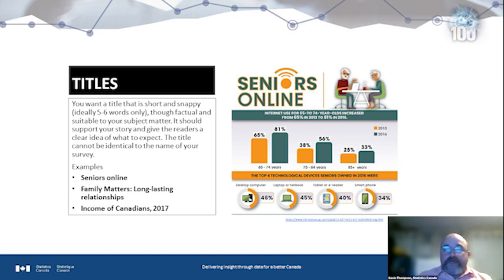Titles are important. So Seniors Online, it's going to pull you in. They're going to talk about seniors using technologies. So titles, we want it to be 5 to 6 words. It's got to be factual and suitable for your subject matter. Obviously, can't use something that's incorrect. And the title cannot be identical to the name of your survey. I think the reason for that is because most of our surveys have the word survey in it, and it would look sort of weird publishing results with the word survey.